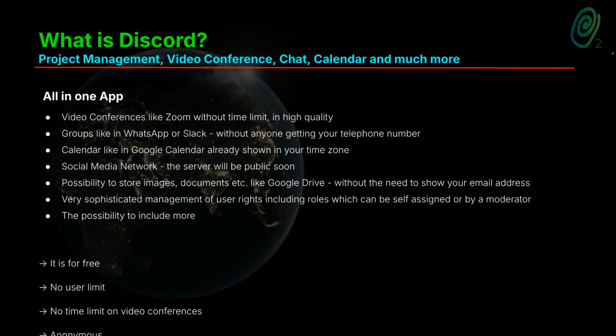So what is Discord? We use it for project management, video conferences, chat, calendar, and much more. It's all in one app. We do video conferences like in Zoom, but there's no time limit and they have high quality. We have groups like WhatsApp or Slack, and nobody sees your telephone number. We have Google Calendar, so you have a calendar in there adjusting everything to your time zone.